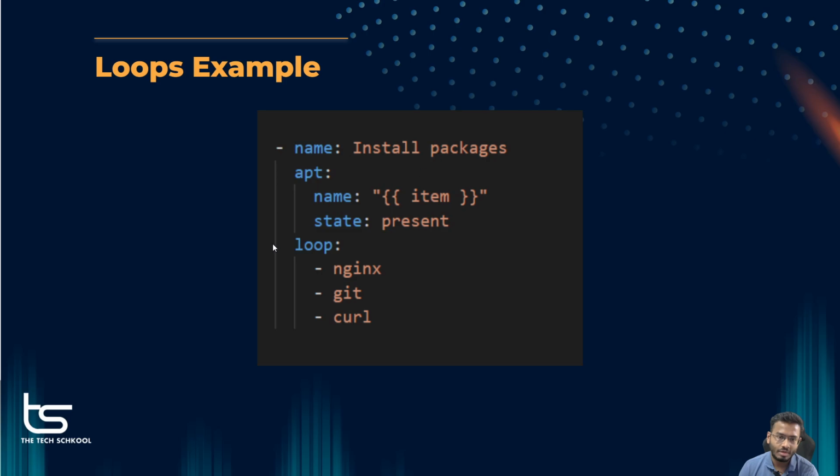So it will come back over here, and while apt is running, apt will get the name, and first it will take Nginx. It will mark the state as present and install the package. Further, it will get Git, and further it will get curl. So once item is mentioned over here, it will go through the loop, and one by one, it will pick up the variable from here. All right. That's it for loops and this lecture.